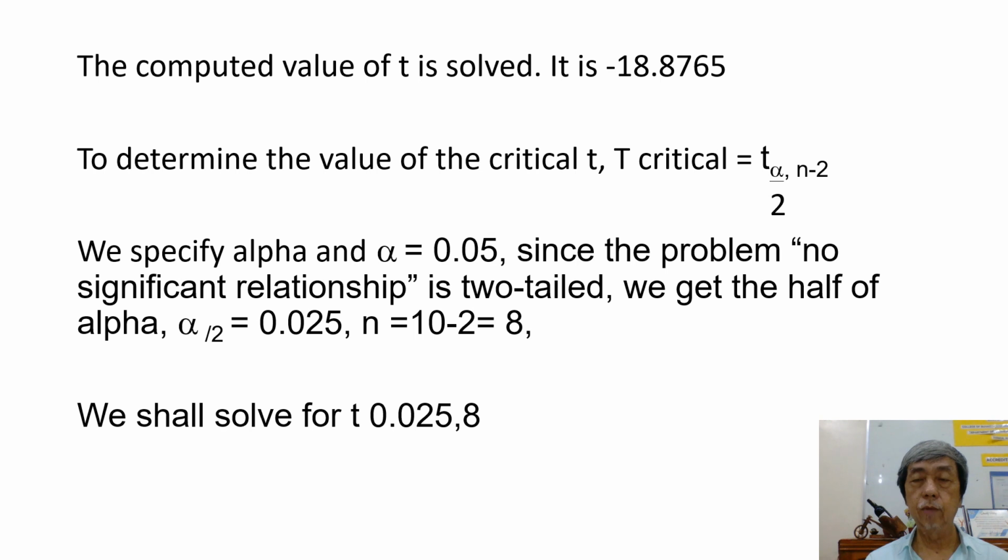Since the problem is no significant relationship, it is two-tailed, so we get the half of alpha, which is 0.025. Our degrees of freedom, n is equal to 10 minus 2, is equal to 8. So that is our degrees of freedom, 8. We shall solve for our critical t using the values of 0.025 as our alpha now and 8 as our degrees of freedom.